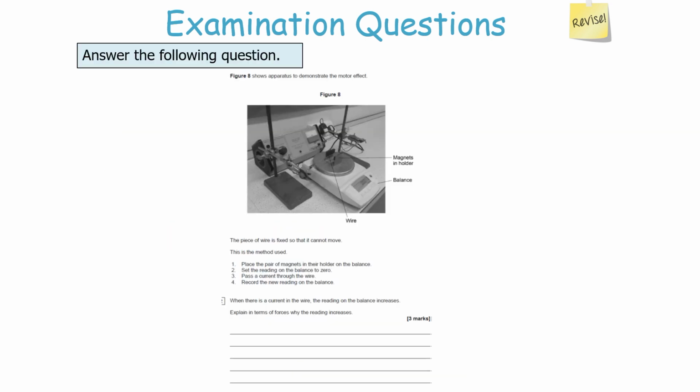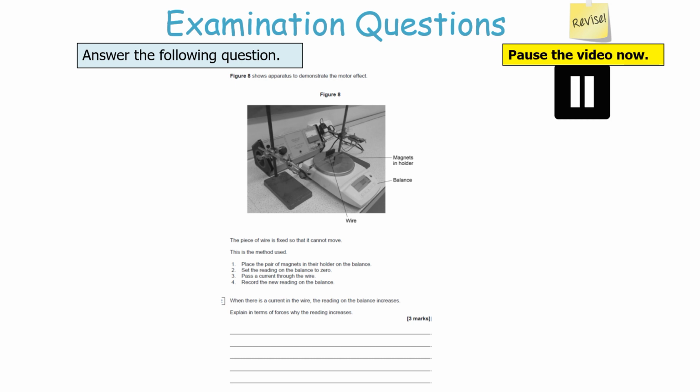The next question says, figure 8 shows apparatus to demonstrate the motor effect. The piece of wire is fixed so that it cannot move. This is the method used. Place the pair of magnets in their holder on the balance. Set the reading on the balance to 0. Pass a current through the wire. Record the new reading on the balance. When there is a current in the wire, the reading on the balance increases. Explain in terms of forces why the reading increases. So pause the video now, then unpause the video when you want to go through your answer.